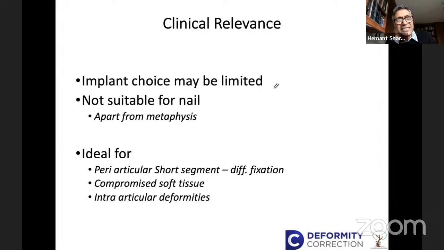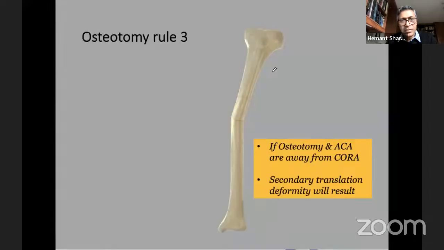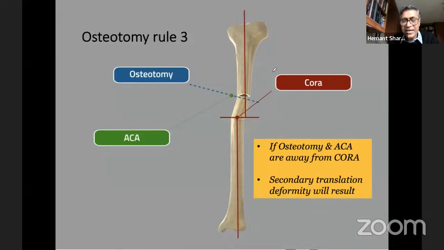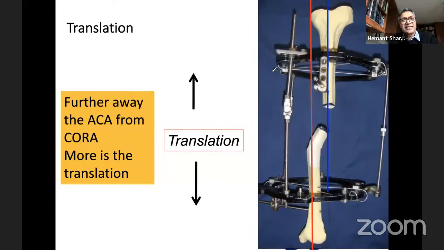Now, it can be difficult for nails if you're doing a diaphysis, although nails can be done in the metaphysis. So your implant choice can be limited at times, and that needs to be taken into consideration. Now, osteotomy rule three is when your osteotomy and ECA are away from the apex of the deformity, which basically means you will end up with a secondary translation deformity. This is usually a complication. However, it can be used to advantage sometimes when there's a pre-existing translation, and therefore that can be corrected through it. But often it is a complication.